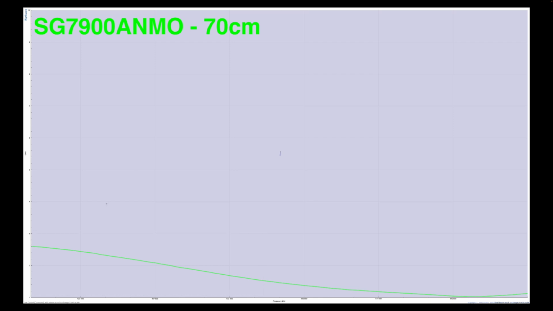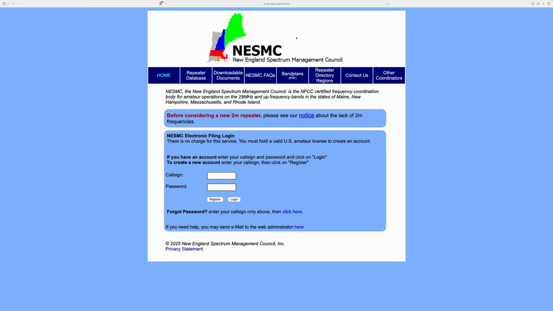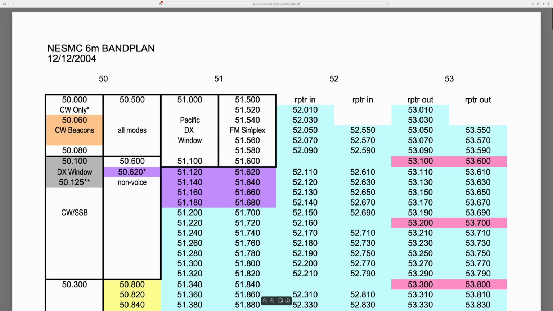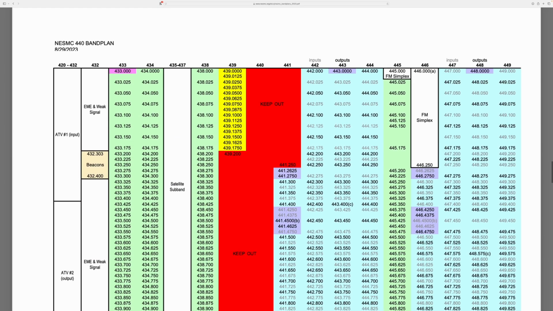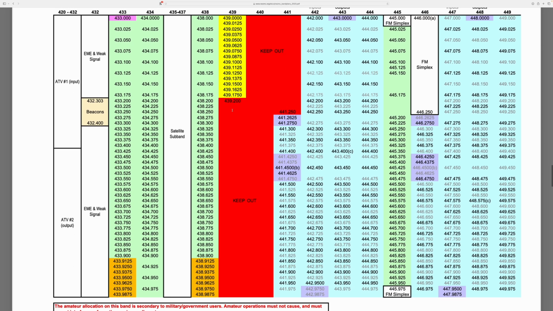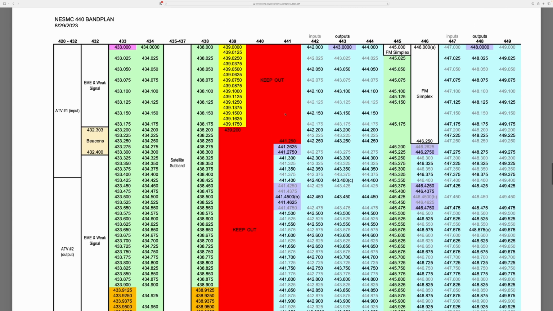So I ended up doing that. I went to the New England Spectrum Management Council's website, which is the organization that manages the spectrum for four of the New England states, and where I spend a lot of time operating. And they have a great PDF that's basically the band plan for different bands. In particular, I'm interested in this one, the 440 band plan.